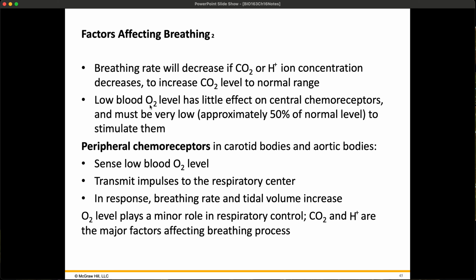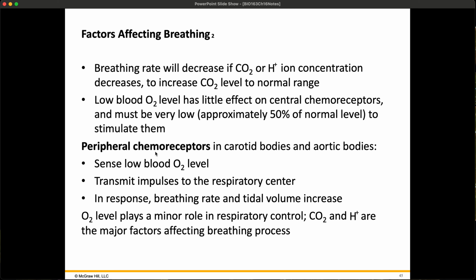Blood oxygen, as I said, has little effect on it because there are much bigger shifts in blood oxygen concentration than there are in CO2 concentration. It'd have to be very low, right? If it does start to really drop 50% below normal level, then those chemoreceptors will start to get stimulated. The other exception to this is if you have a chronic lung condition, something like emphysema, where your CO2 levels are going to be chronically altered. Then your chemoreceptors might start monitoring your blood oxygen levels instead because they're going to be more consistent.